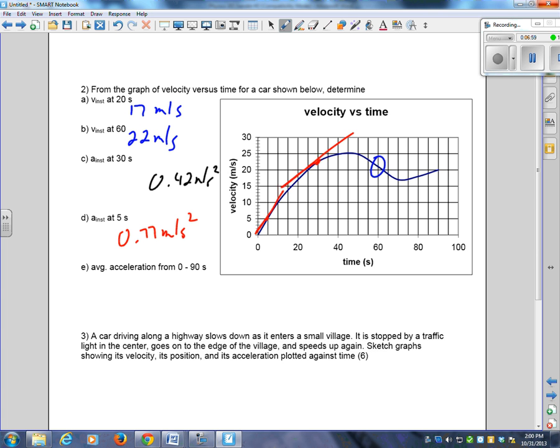Average acceleration from 0 to 90. That would be the slope of that line. From 0 to 90, that is going to be 20 over 90, right? Because it's a straight line and goes through 0, 0. So 20 over 90 is 0.2 meters per second squared. Is there any leeway on that one? No. No leeway. The only time there's leeway is when there's a tangent line.